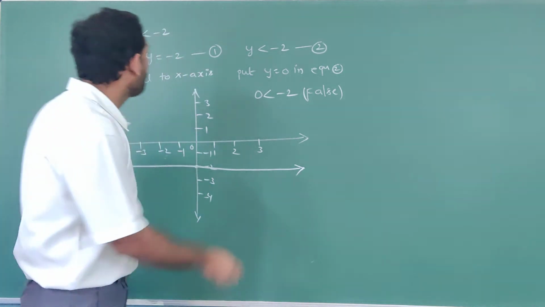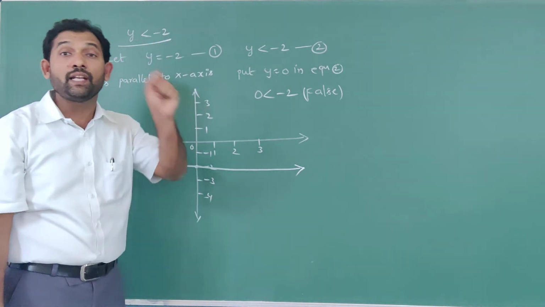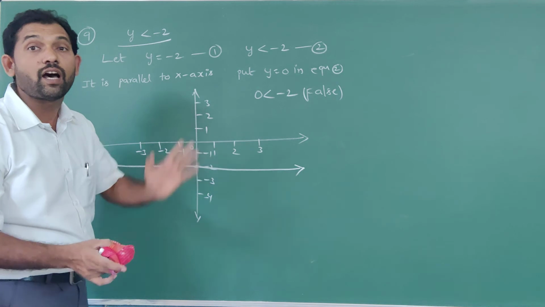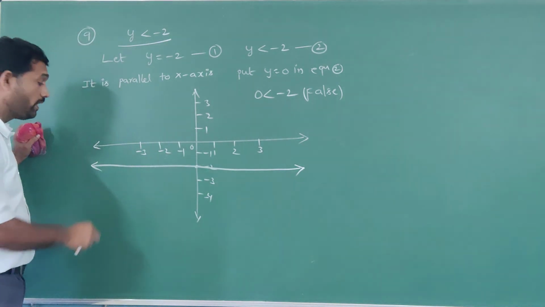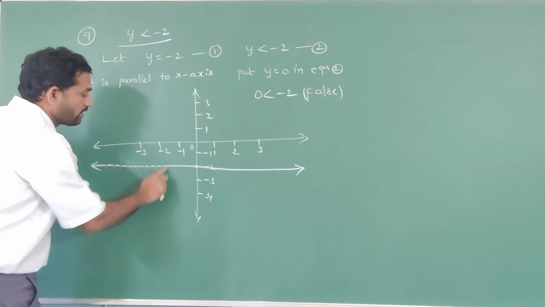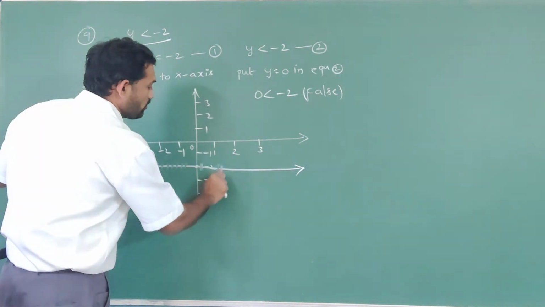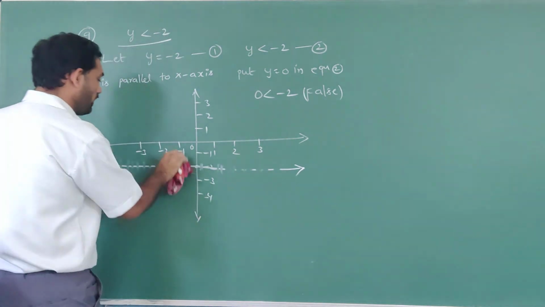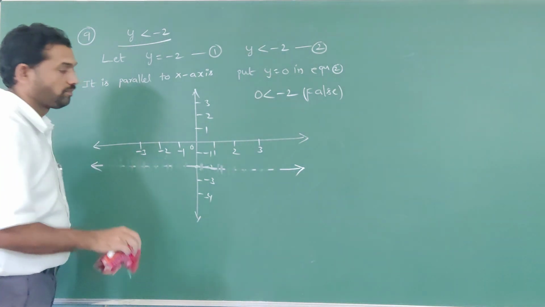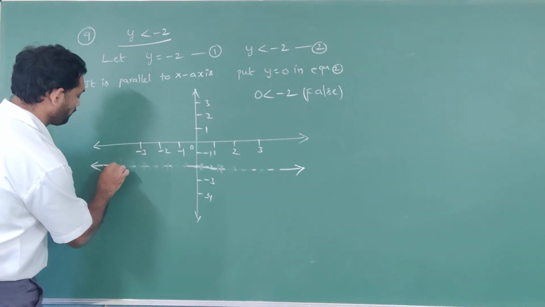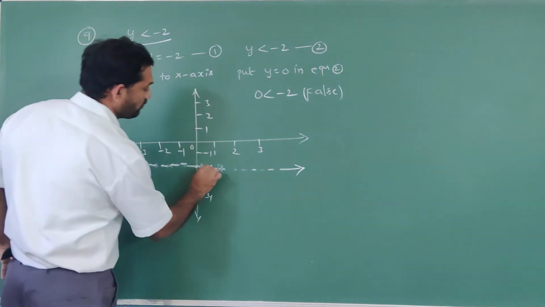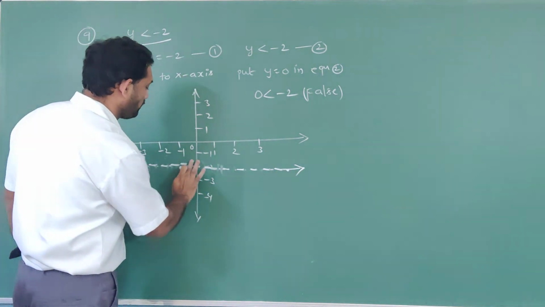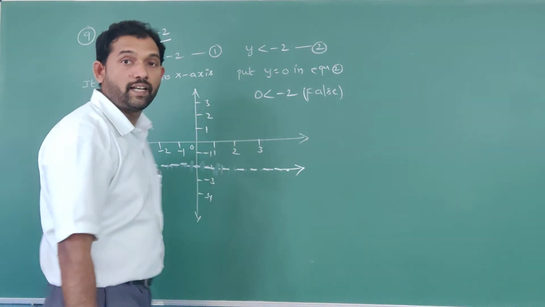Now see that given question. What is given? They have given the less than symbol only. Less than symbol is given means you don't take a dark line. You take only dotted lines. So dotted lines you have to take.